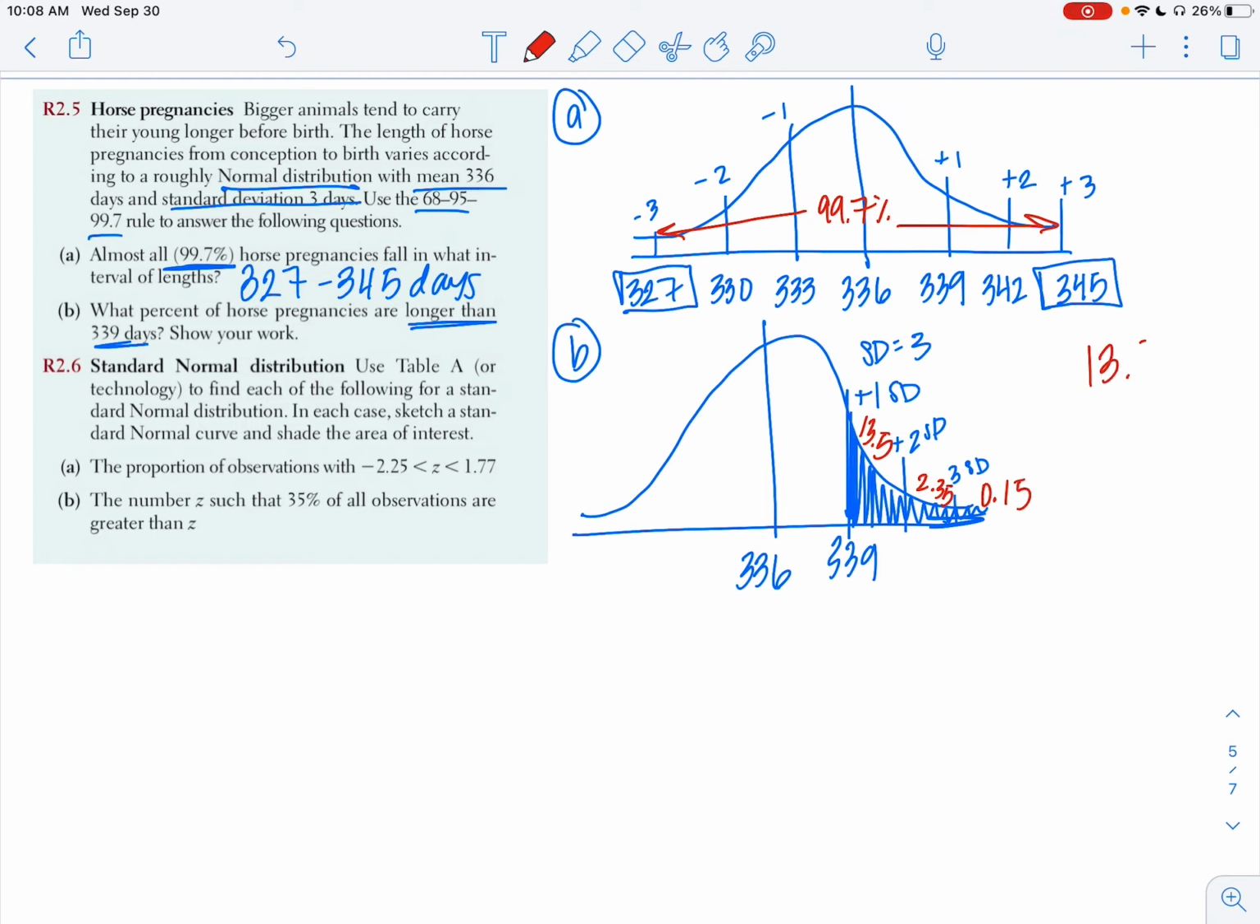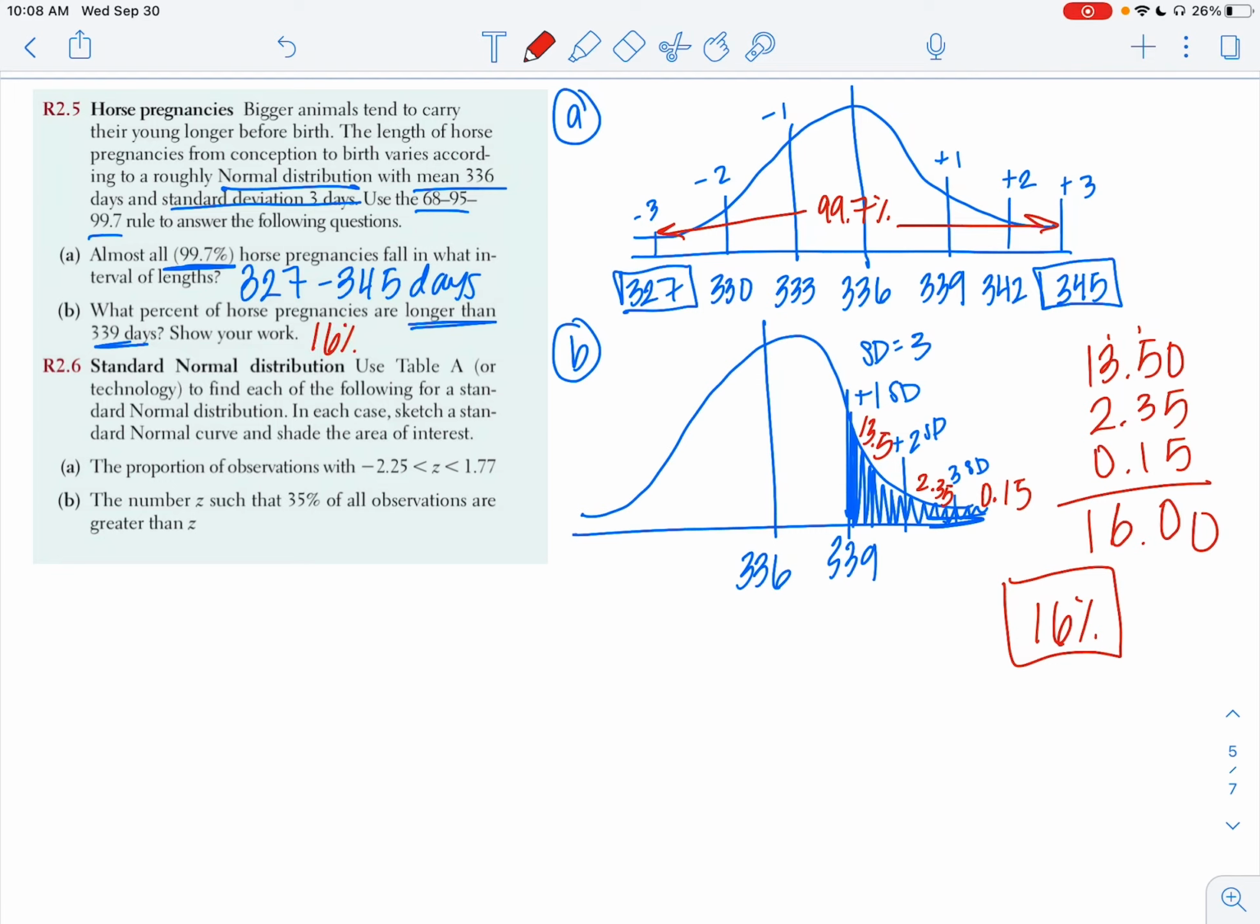So we want to add up 13.5, 2.35, and 0.15. And if we add those up, we get 16% as our value for what we had earlier. So 16% is what we're going to look at. So 16% of pregnancies are longer than 339 days.